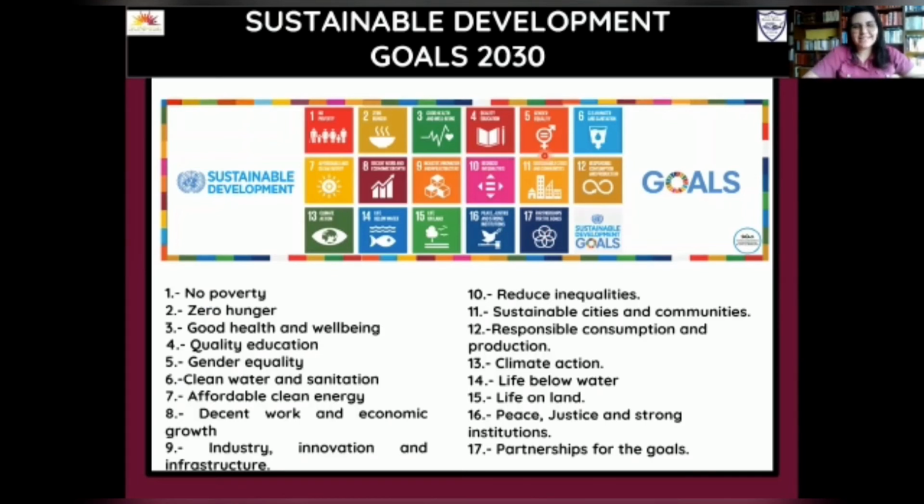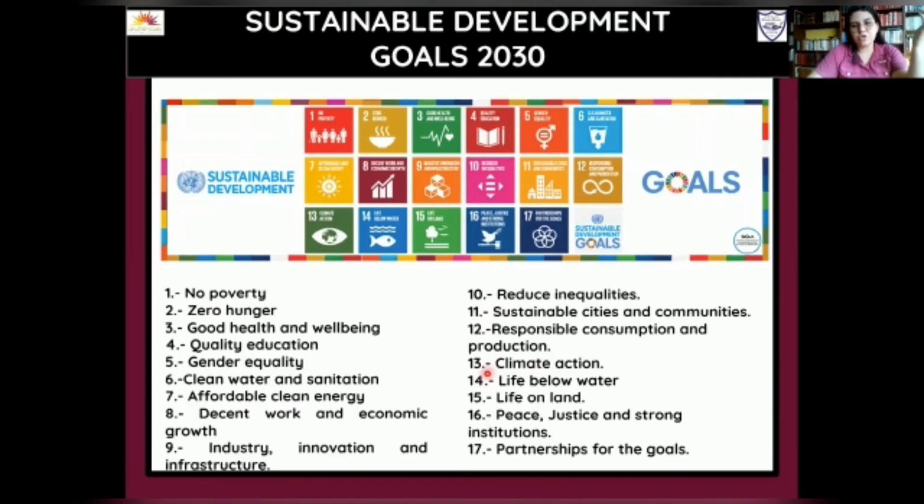one of my favorites. The number 12 is responsible consumption and production. And we can work with this in our houses. We can reduce consumption and generate responsible consumption in our houses. And then we can generate this in our residence, and then it will be bigger and bigger, okay?